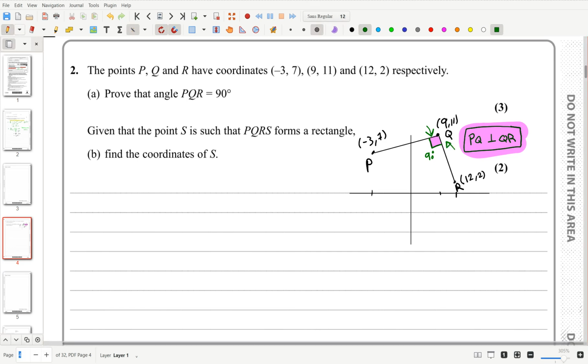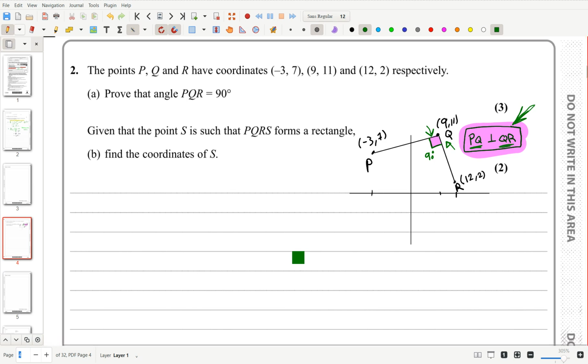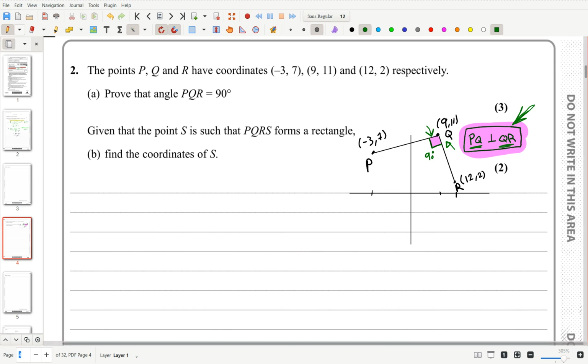So, to prove that PQR is a right angle, you need to show that the lines PQ and QR are perpendicular. So we need to prove that these two lines here are perpendicular. To figure out or to prove that, we need to calculate the slopes or the gradient of PQ and QR using the gradient formula.